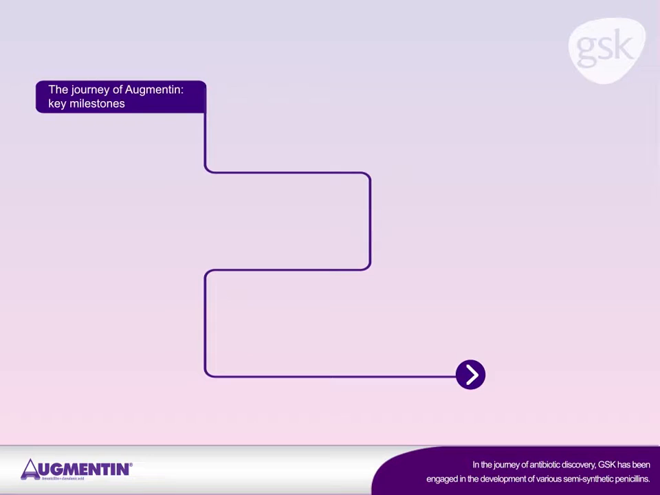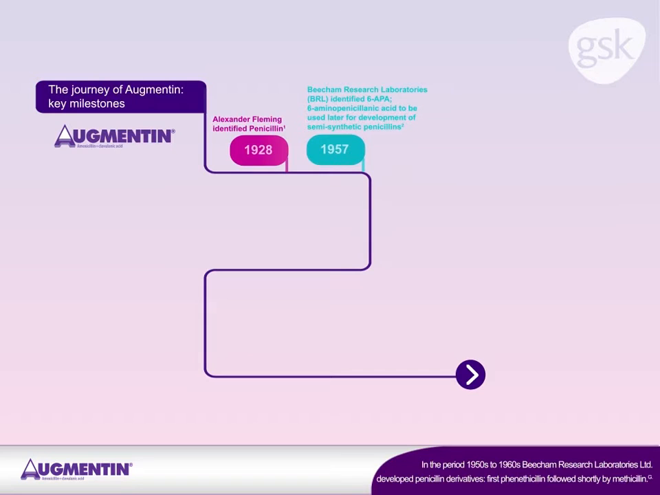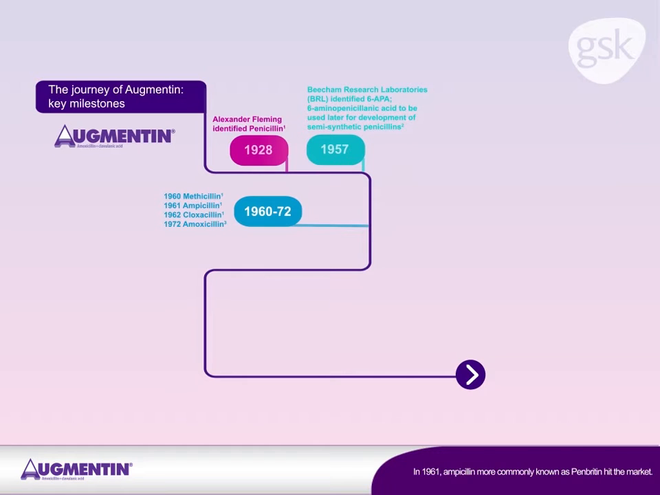In the journey of antibiotic discovery, GSK has been engaged in the development of various semi-synthetic penicillins. Beecham Research Laboratories Limited, a predecessor of SmithKline Beecham plc, became famous when Beecham scientists there discovered the penicillin nucleus, 6-aminopenicillanic acid. This allowed the synthesis of a number of new semi-synthetic penicillins. In the period 1950s to 1960s, Beecham Research Laboratories Limited developed penicillin derivatives, first phenethicillin, followed shortly by methicillin. In 1961, ampicillin, more commonly known as Penbritin, hit the market.